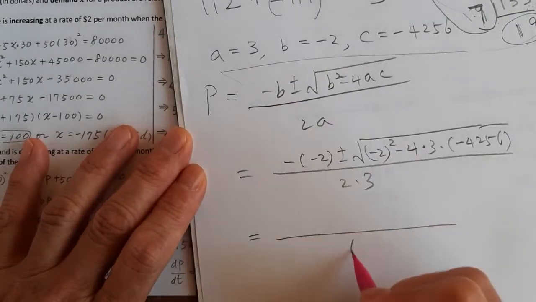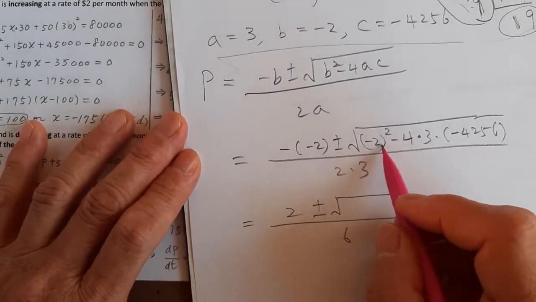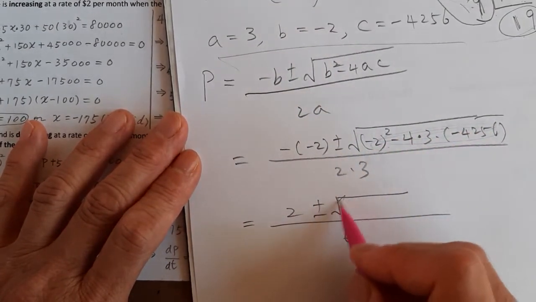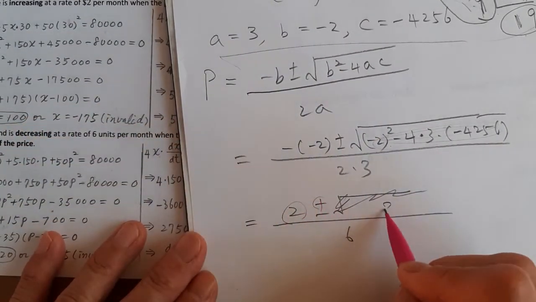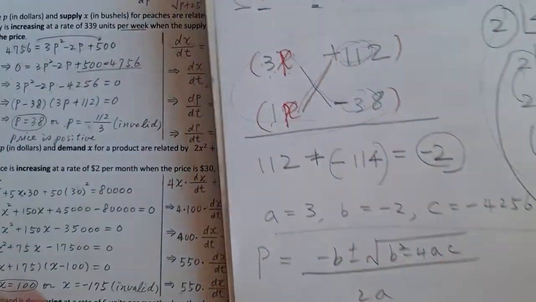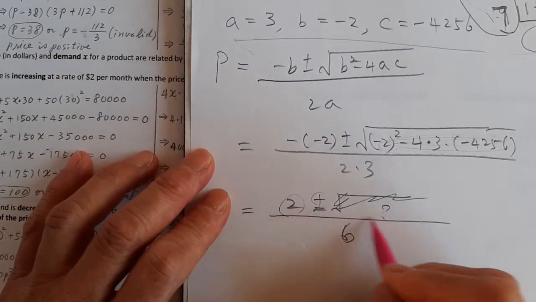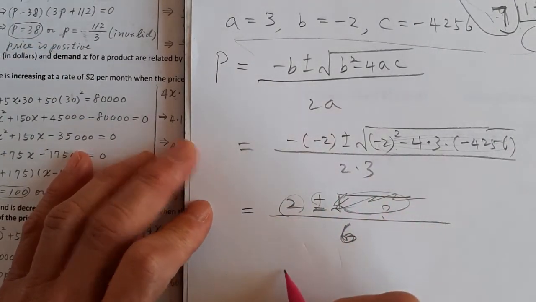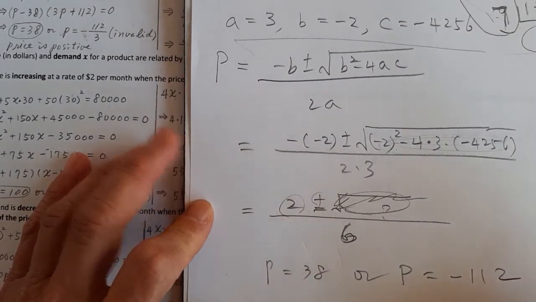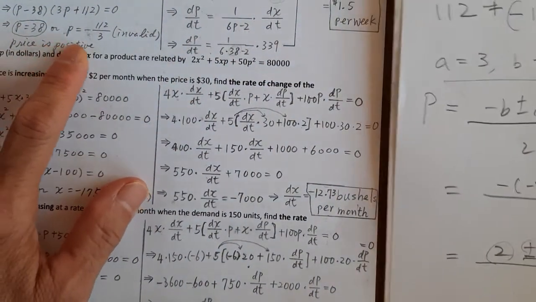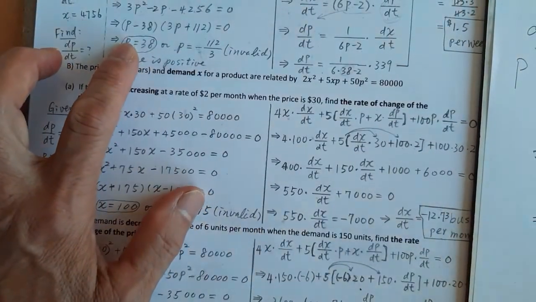And that's 6 and 2 plus minus the square root of. This part you just use a calculator, figure out and take the square root, and you will get the number over here. Then you do 2 plus that number, divided by 6, and you get one answer, 38. The other is 2 minus that number, divided by 6. So you will get p equals 38, or p equals negative 112 over 3. It will be the same answer.